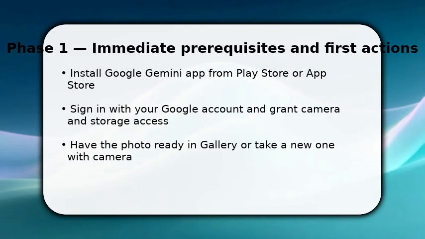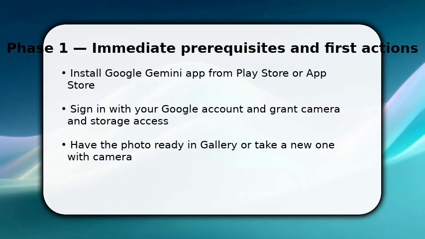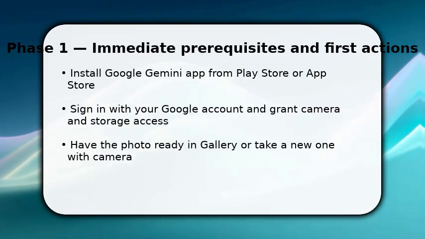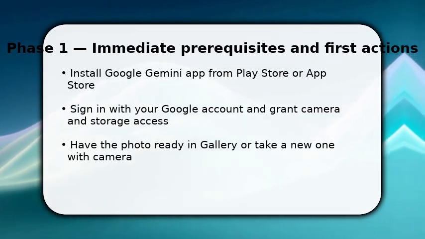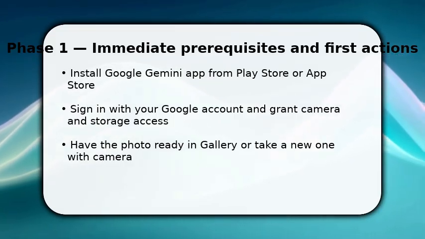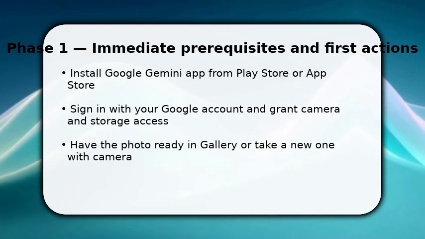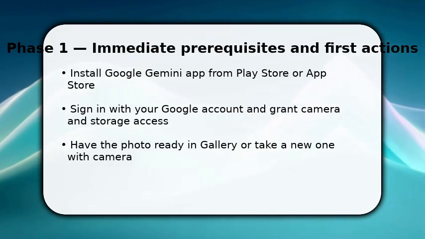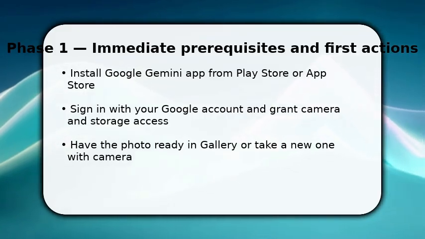You start by opening Google Gemini, sign in and allow camera and storage permissions so the app can access images. Once done, choose an existing photo from your gallery or capture a fresh one. This matters because resolution and lighting affect results. Make sure the image is the primary subject and not cluttered.